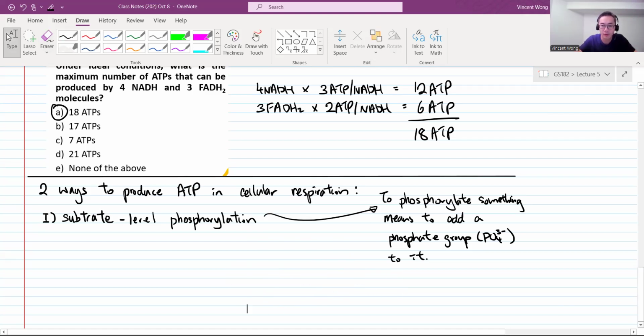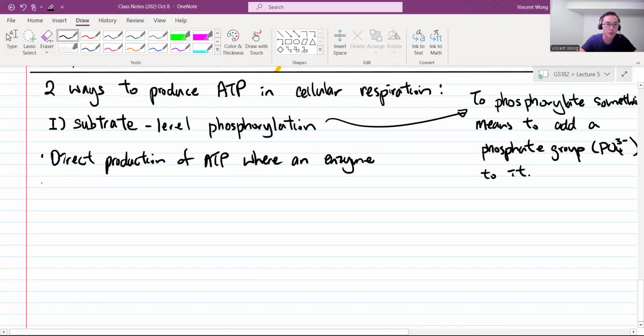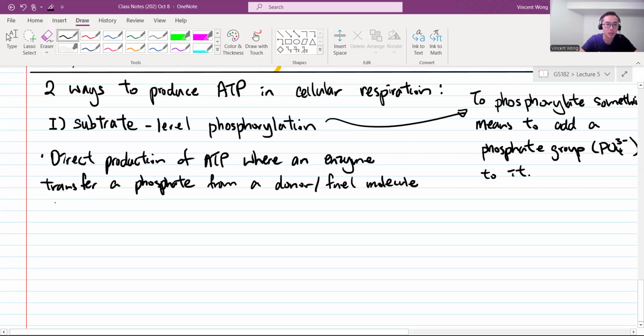In substrate level phosphorylation, it is a direct production of ATP where an enzyme transfers a phosphate from a donor, or sometimes it's called a fuel molecule, onto ADP. Just copy it down first. I'll explain.